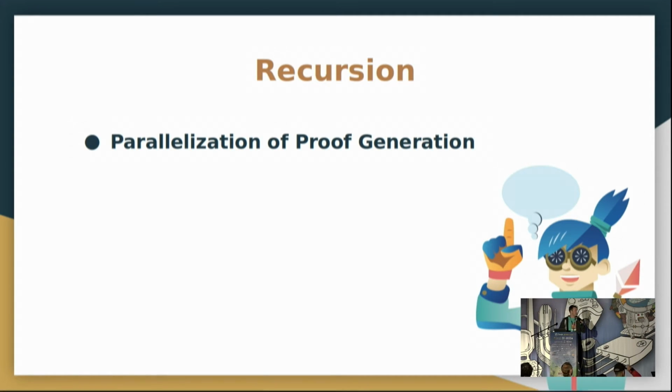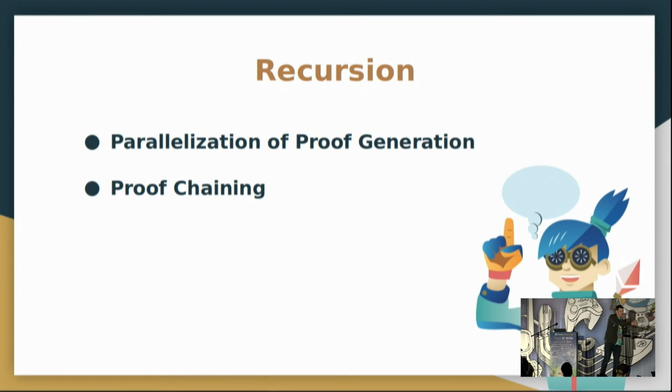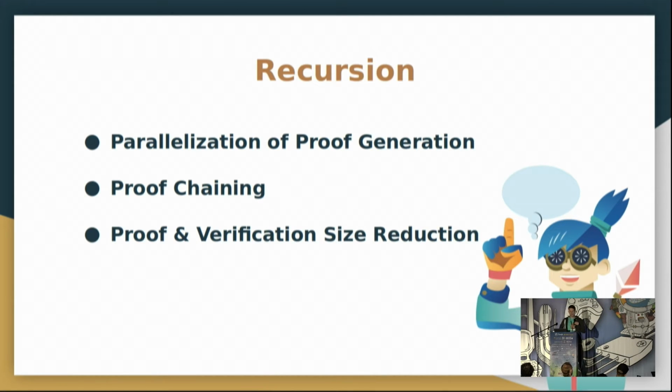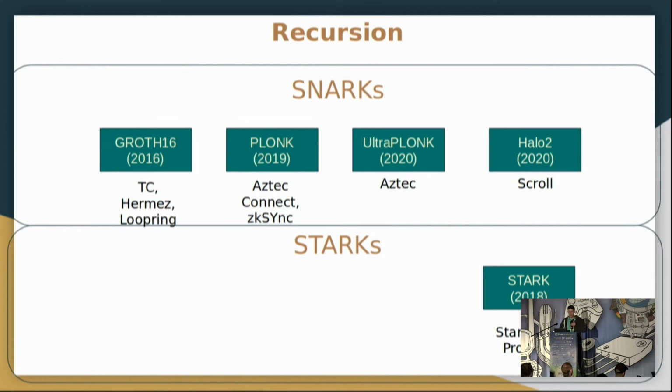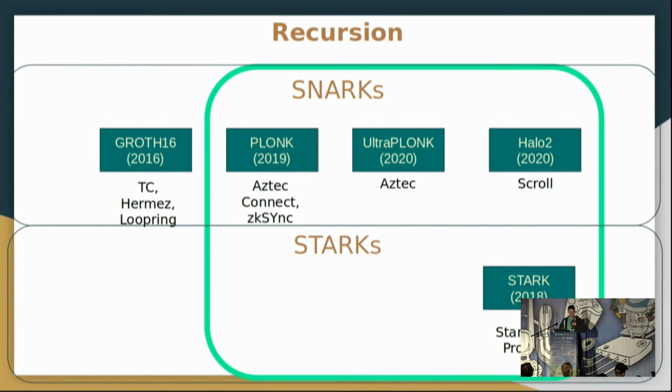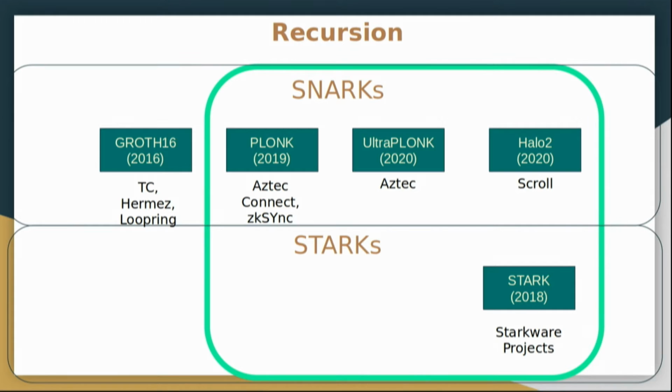You need to be able to do parallelization of proofs so that you can decentralize proof generation. It also allows you to chain proofs, so the input for one proof can be the output from the previous proof. And it can also reduce the proof and verification size. So Groth16 cannot do recursion, and everything else can, as long as they make the implementations full.